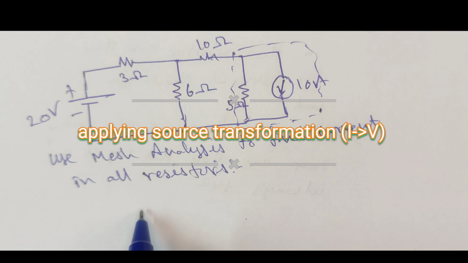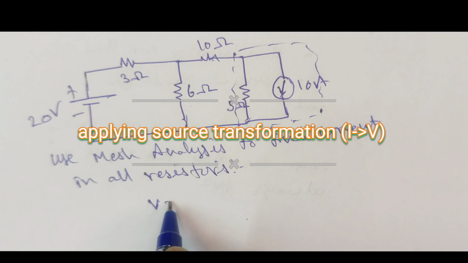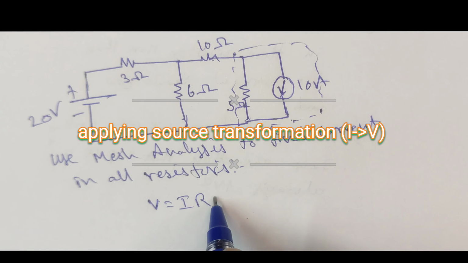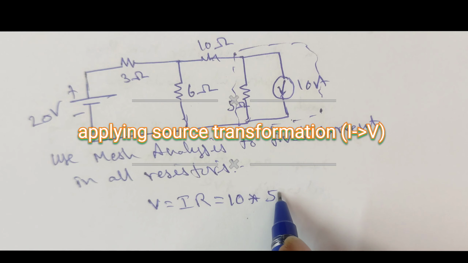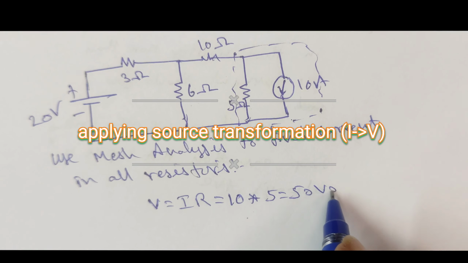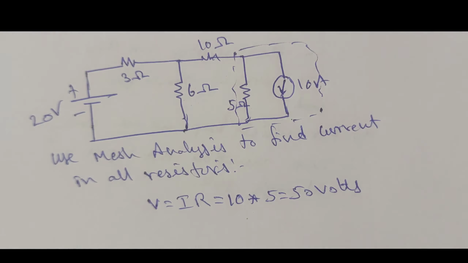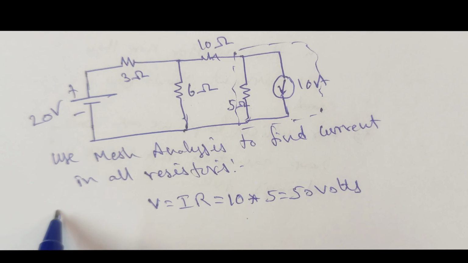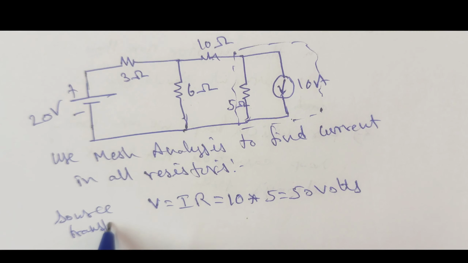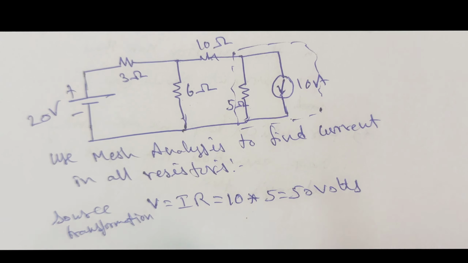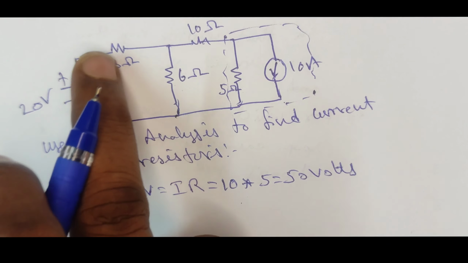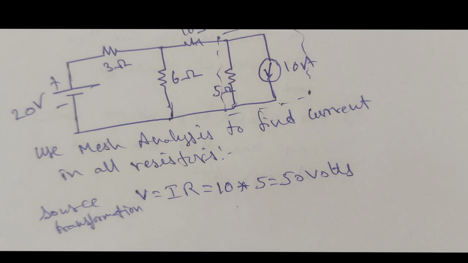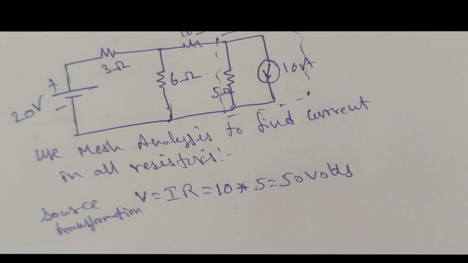Here also we are going to use Ohm's law. According to Ohm's law, V equals I times R. The I value in this circuit is 10, and the resistance is 5, so the voltage is 50 volts. After applying the source transformation, we need to rearrange the given circuit diagram. These 3 resistances and this source we haven't touched, so we draw them as they are without any change.